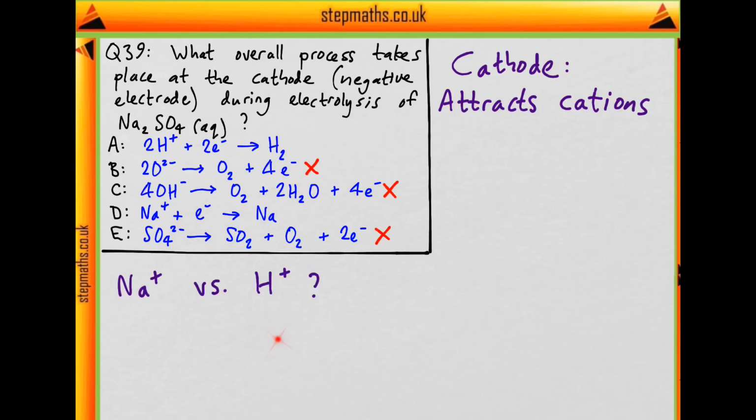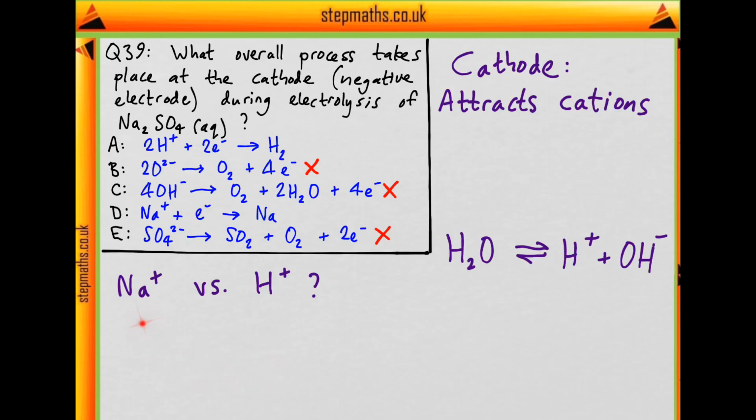Well, you might think that it's the electrolysis of sodium sulfate, so surely it's going to be sodium that's reduced. But think about the possibility of hydrogen. Do we have any hydrogen ions present? Well, we know that water is in equilibrium with H+ and OH-, so there's always going to be a small amount of H+ when we have an aqueous solution, which we do. So we know that this is possible, so which is more likely to be reduced out of these 2?